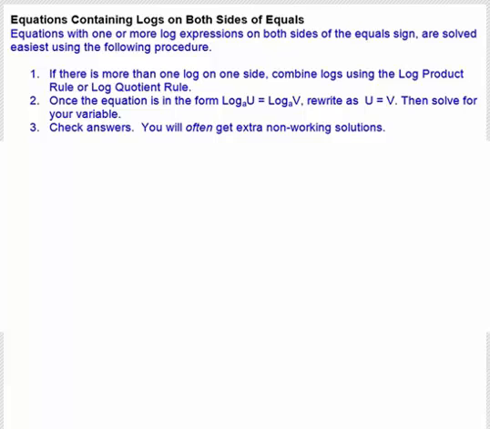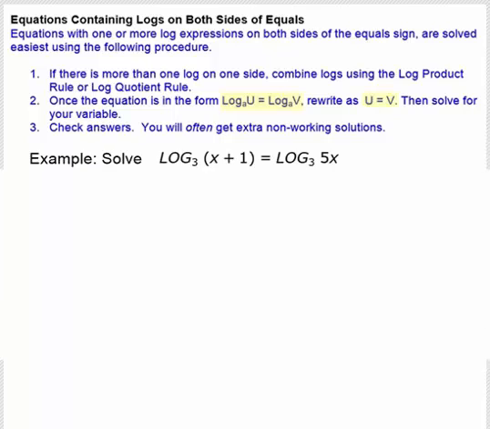The last type of equation we're going to look at would be an equation that has logs on both sides. If there are logs on both sides, we should combine logs on each side so that you get an equation of the form log base a of u equals log base a of v. One log on each side. Once you do that, you just simply drop the logs or unlog both sides and you get u equal v. Then you solve your equation for your variable, and then you have to check your answer or answers because you often get non-working solutions.